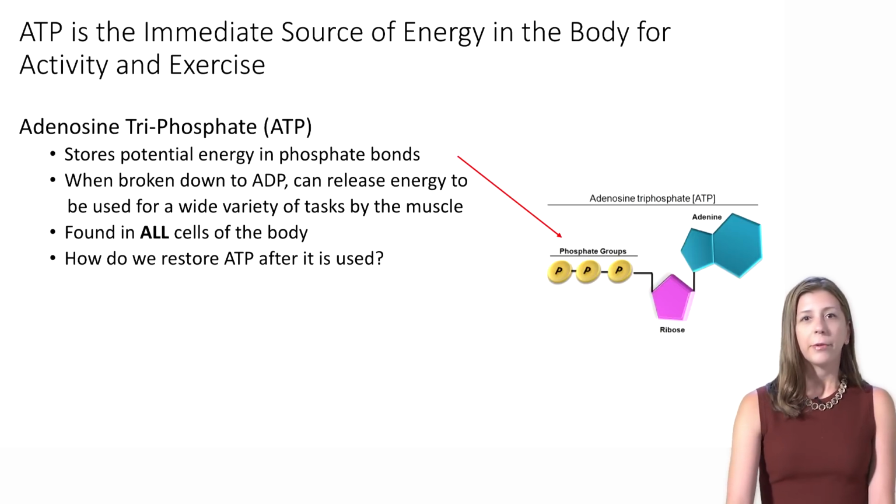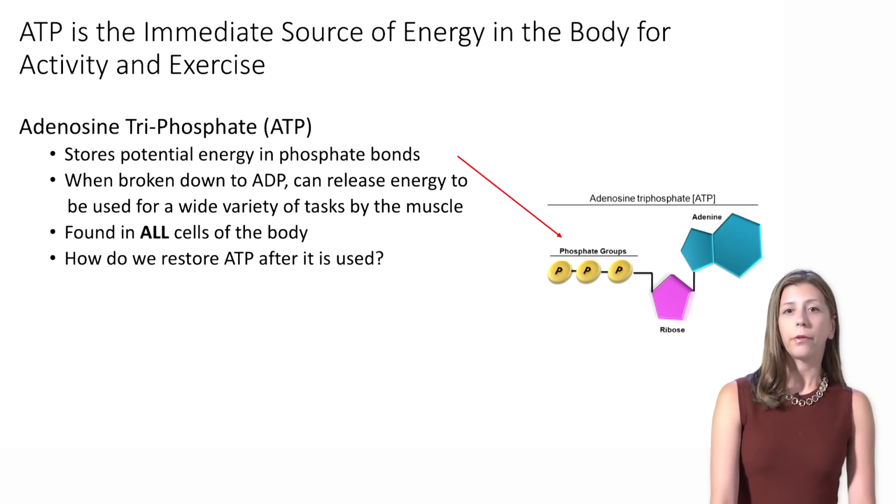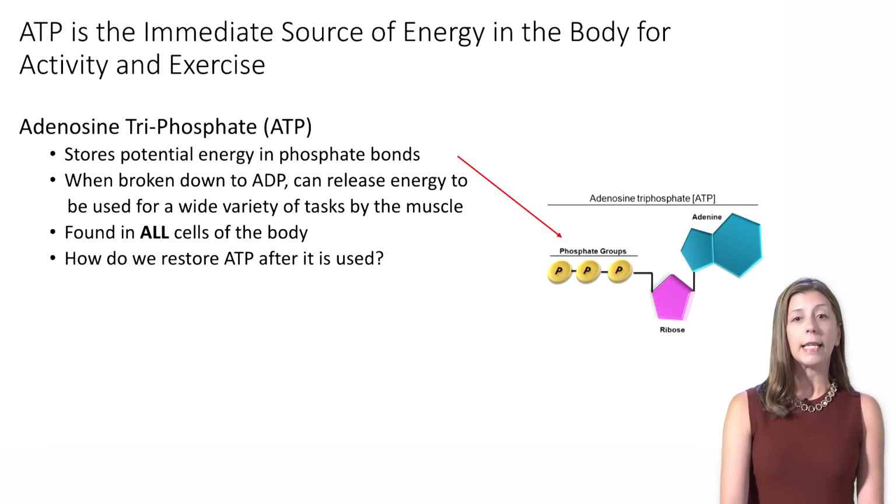So at the crux of this chapter, the very beginning, one of the most simple concepts to understand is that ATP, or adenosine triphosphate, is really the immediate source of energy in the body for activity and exercise. I have this picture here, which is not in your book, but I thought would be helpful to show you the structure of ATP.